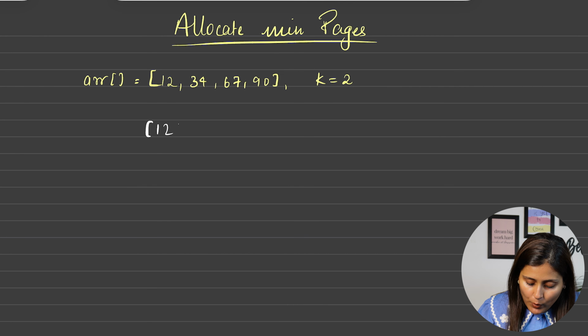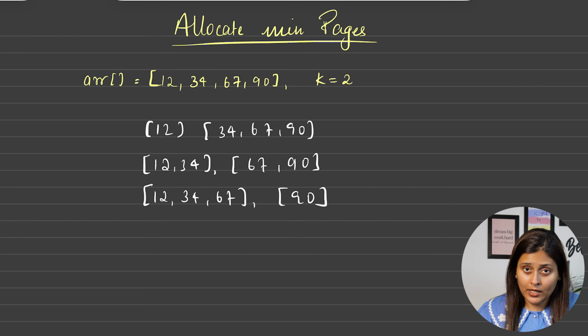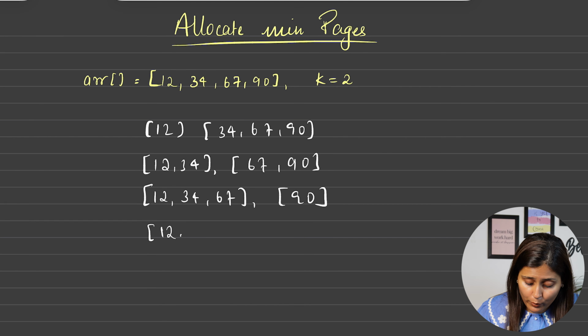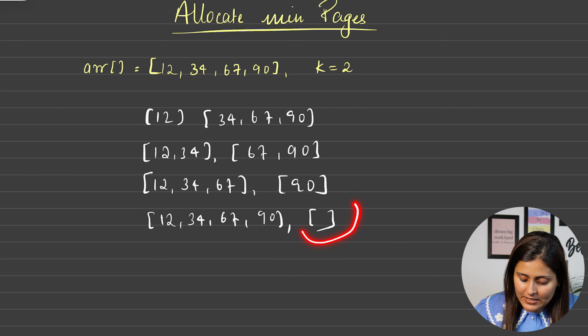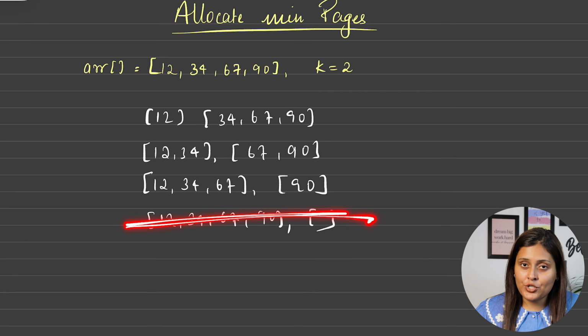One student getting 12 and another student getting 34, 67 and 90, correct? Now the second arrangement: 12 and 34 to the first student and 67 and 90 to the second student. Now the third arrangement: 12, 34 and 67 to the first student and 90 to the second student. Now do you think you can give all 4 books to a single child? You cannot, because in that case you will end up giving 0 books to the other child, which is not possible, because the question itself mentions that every student should get at least one book. So this last combination is not possible.